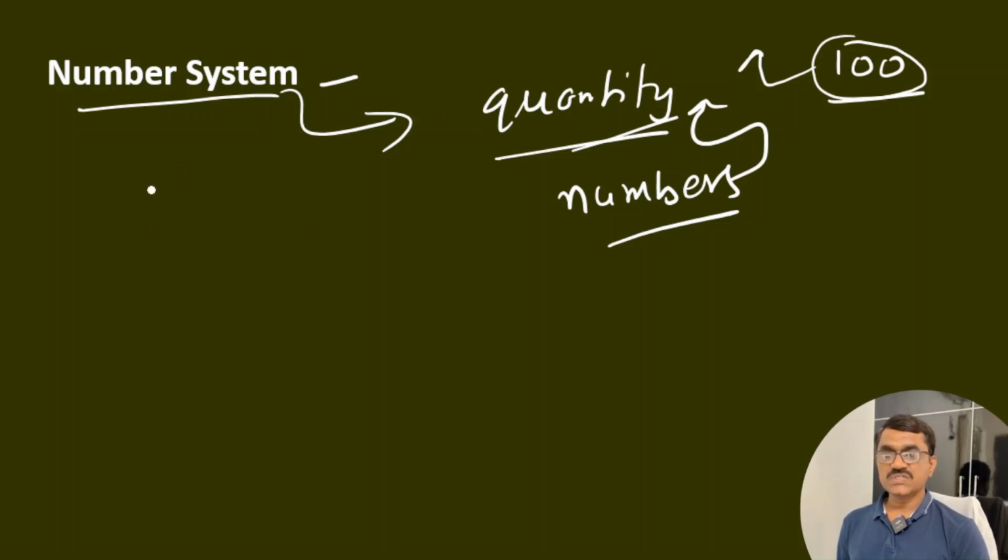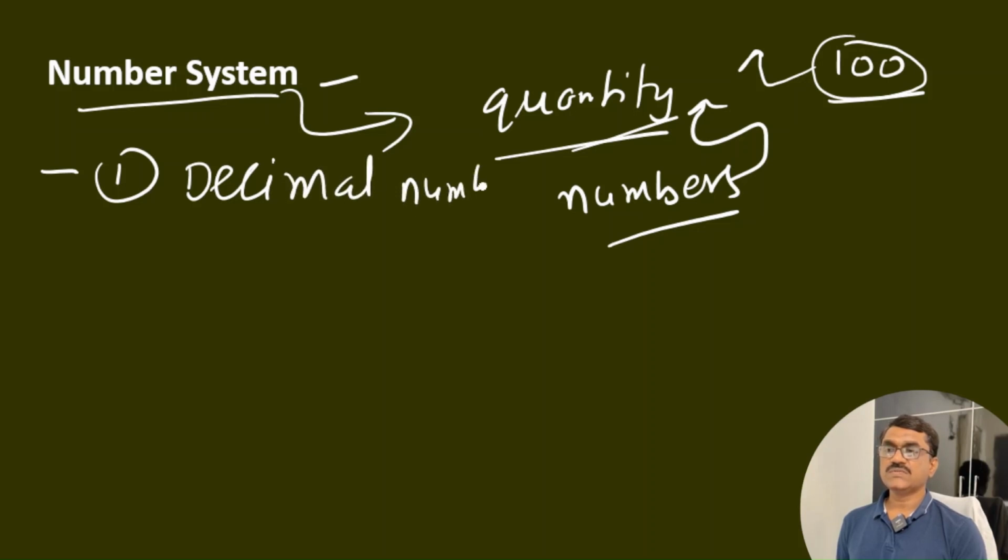How many types of number systems are there? Here we are going to have the number systems. The first one is the decimal number system.